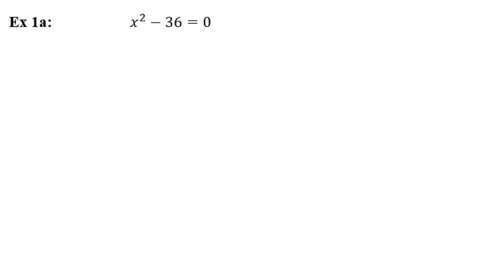Example 1a. Directions are to solve the following equations. We have x squared minus 36 equals 0. So we're going to drop our line down the middle. No distributive property, no combining like terms, so we're going to add or subtract. We want x by itself and the constants on the other side, so we're going to undo the minus 36 by adding 36 to both sides.